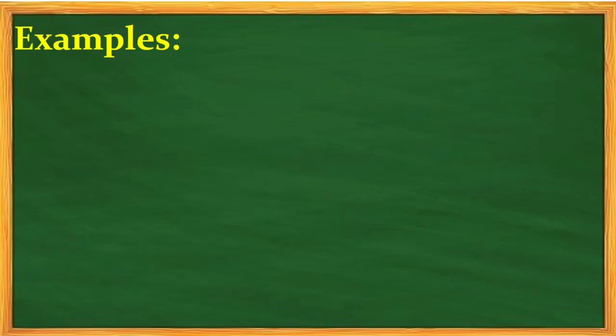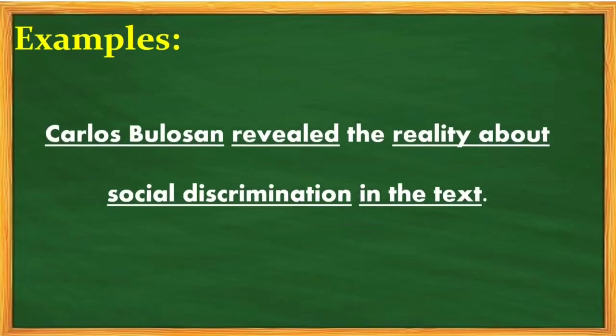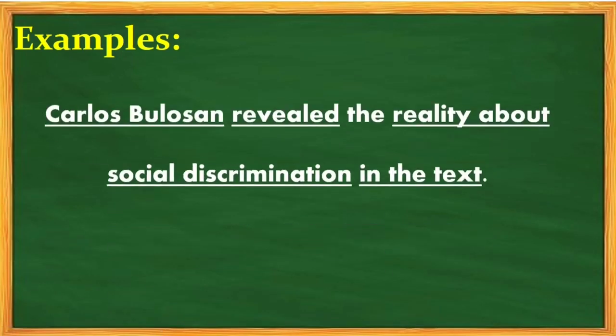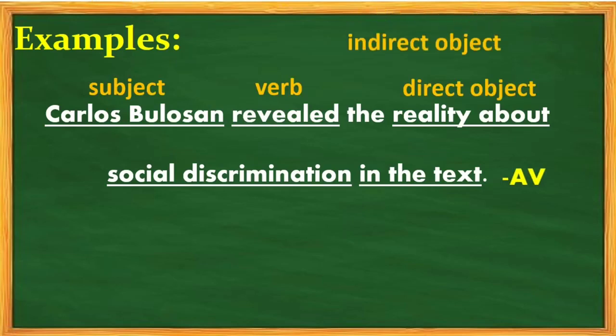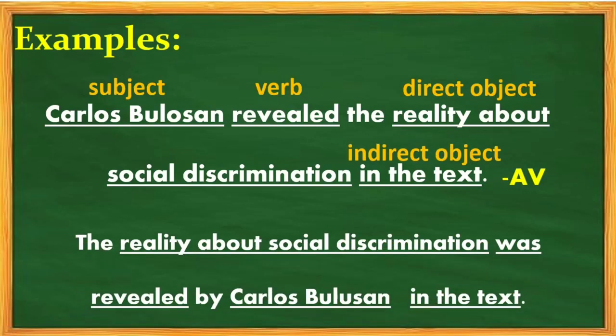One more example, here it is. Carlos Bulusan revealed the reality about social discrimination in the text, is in the active voice. The reality about social discrimination was revealed by Carlos Bulusan in the text, is in passive voice.